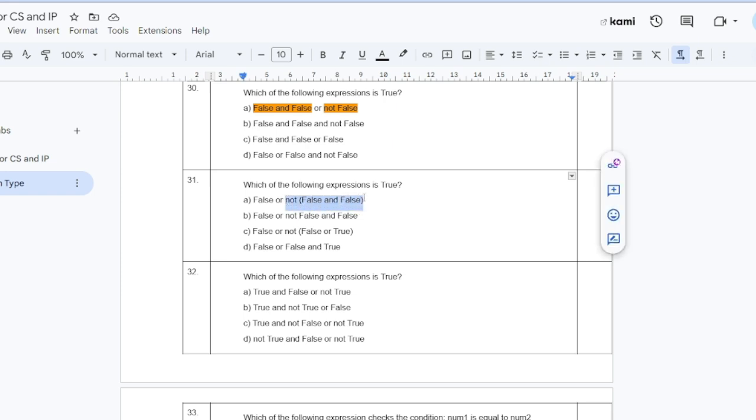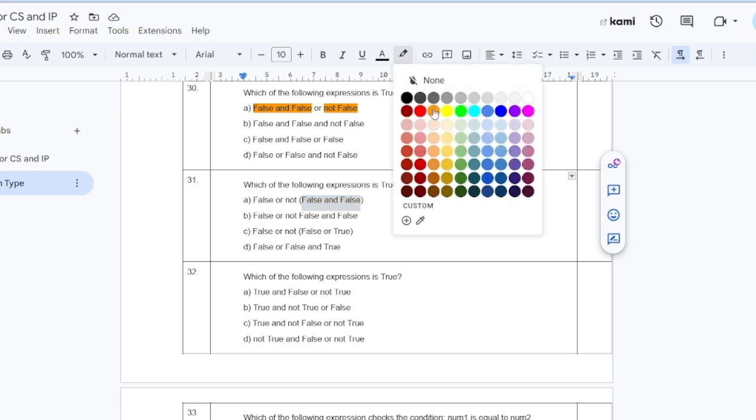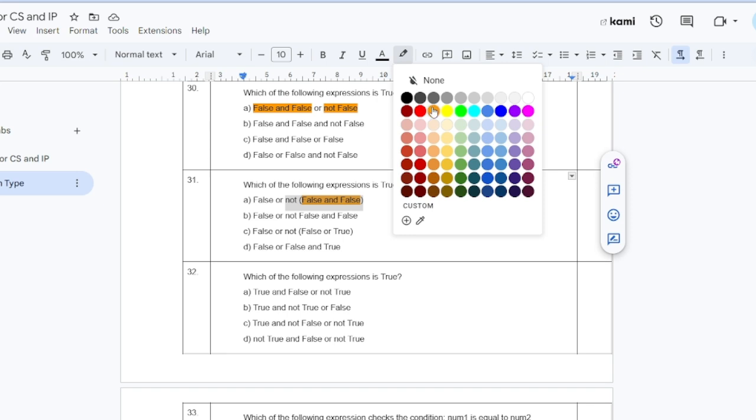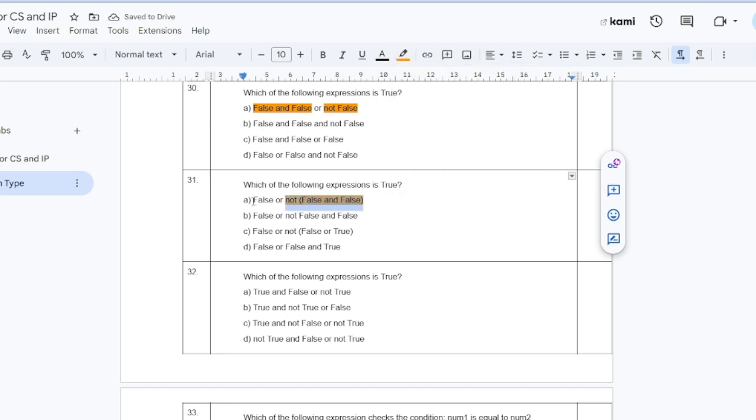So this is fully explained. So not of false and false is true, and false or true is the true answer. On the whole, the complete expression, option A, is the correct option. This is true, and false or true is also true. So the option A is the correct answer.